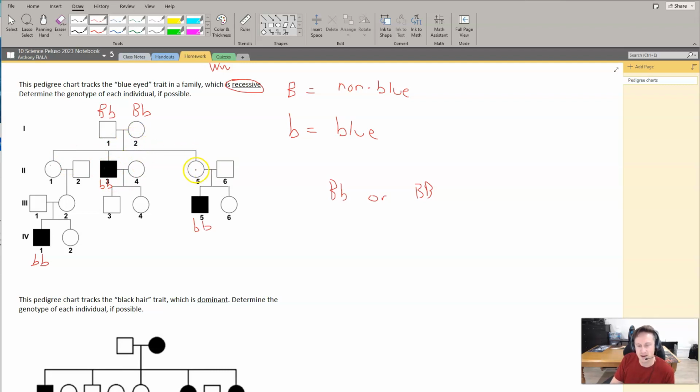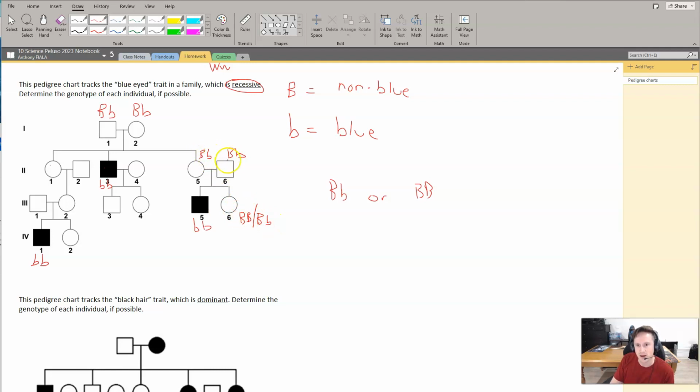So this number 5 here ends up with this person, generation 2, number 6, and they have kids, one of which has blue eyes, little b, little b. So that means that both of these sets of parents also have to be heterozygous. Okay? Now this kid here, generation 3, number 6, if both sets of parents are heterozygous, this one could be big B, big B, or big B, little b. We can't tell. We don't know.